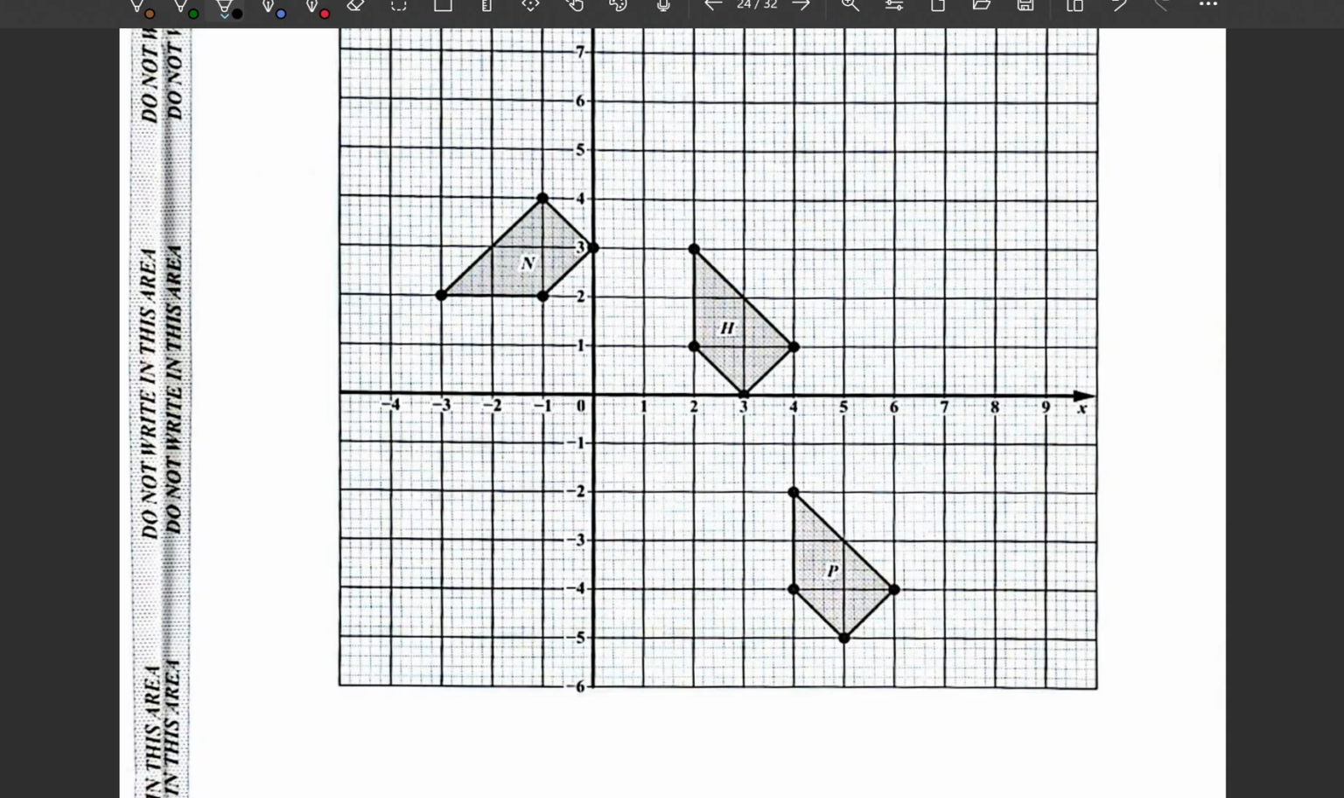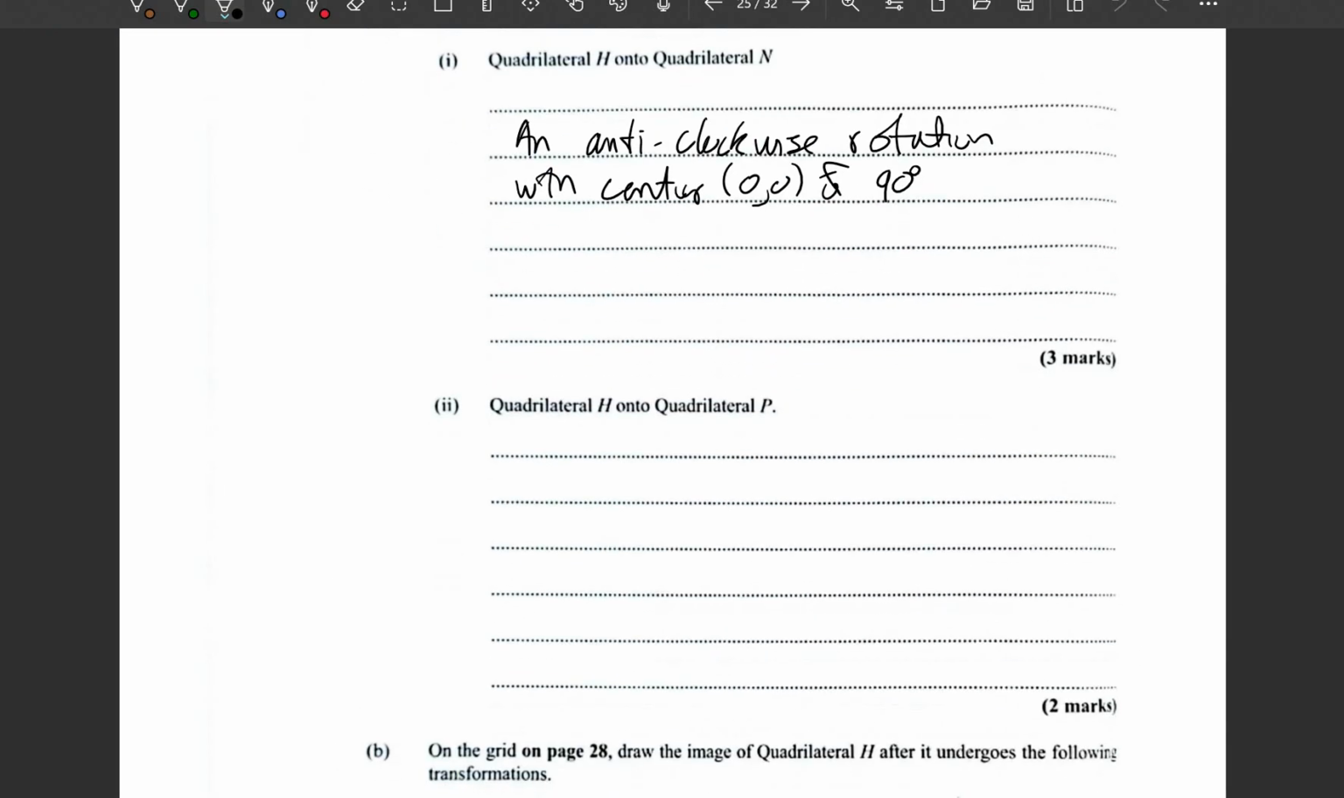Let's check one other point. So let's check this point here. We move 1, 2 on the x, then 1, 2, 3, 4, 5. That's minus 5 on the y. Right, so that transformation is a translation of 2 on the x, minus 5 on y.